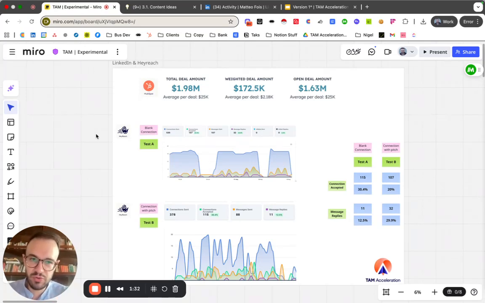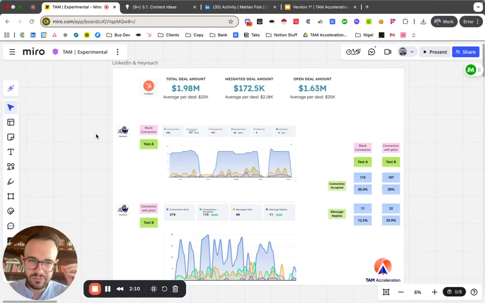What we found out was really interesting. We tested two different things: test A and test B. Test A was a test with a blank connection, while test B was a connection directly with the pitch. Now you will have heard that the best thing is to send connection requests that are blank. This is the typical guideline, right? Send a connection request that is blank because the acceptance rate will be higher. And yeah, that's true. You will definitely get a higher acceptance rate.